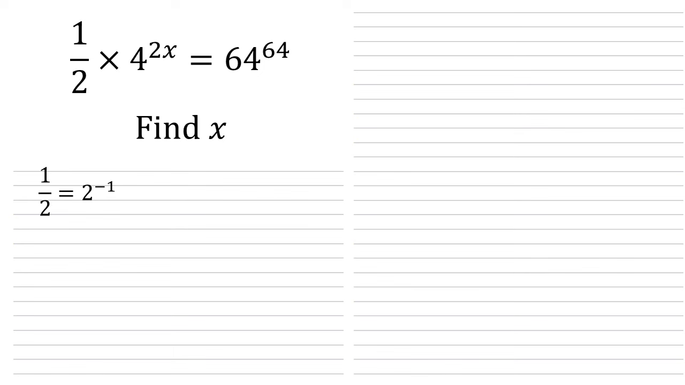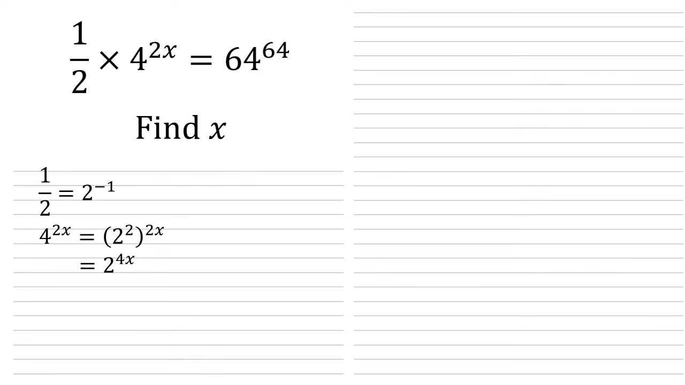We've then got 4 to the power of 2x. Well, 4 is just 2 squared, so we can rewrite this as 2 squared to the power of 2x. But then by our laws of indices, if we've got a power of a power, we can multiply those two powers together. So the 2, as in the squared, multiplied by 2x gives us 4x. So 4 to the 2x is the same as 2 to the 4x.